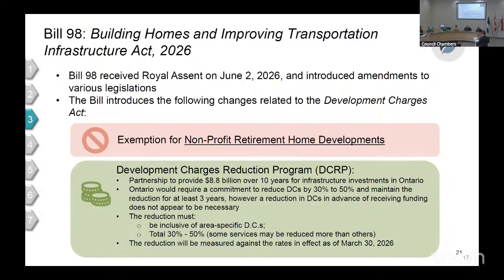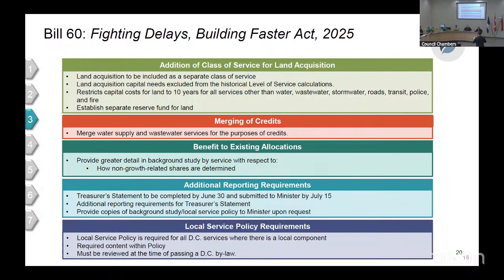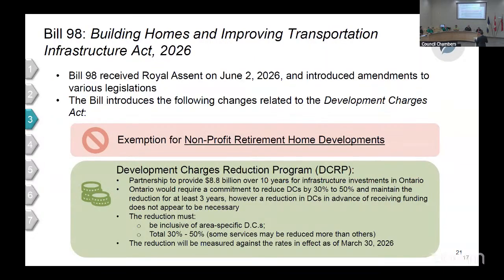And then lastly, there's a local service policy requirement. Previously, there was no requirement. We always included a local service policy. And what that really does is identify what the developer needs to pay when they build their subdivision versus what goes into the DC study. So luckily, the legislation follows the process we've already been taking for years. So no changes required there. And then lastly, and hopefully lastly for a while, another change is an exemption for nonprofit retirement home developments. So that exemption will be added to the bylaw.